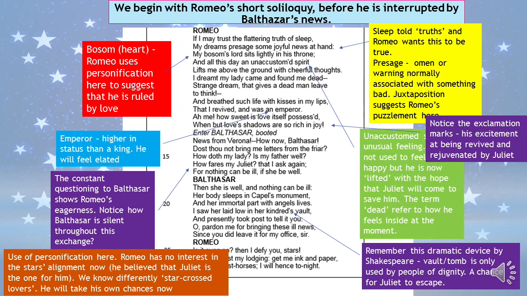He believed that Juliet was the one for him. He believed in his heart that Juliet was for him, even though they were from enemy families. But we know differently, and we knew that they were star-crossed lovers. But Romeo chooses to ignore that, and he will now take his own chances. But we know that about Romeo.